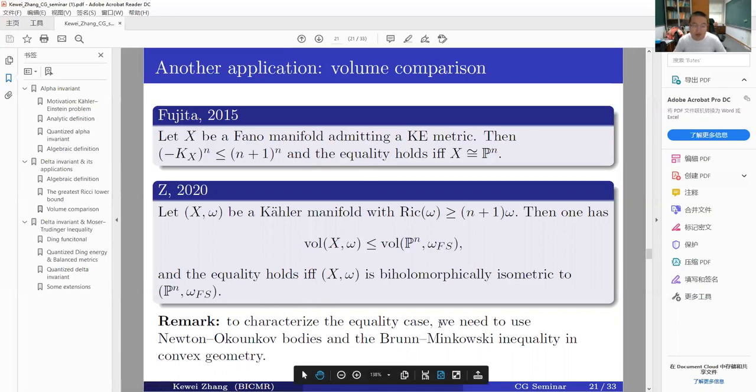So we use the theory of Newton-Okounkov bodies, and one finds that in the equality case, this Newton-Okounkov body has to be of some special shape. It has to satisfy some Brunn-Minkowski inequality in convex geometry. Actually, in the equality case, the Brunn-Minkowski inequality becomes an equality. Then you can characterize the equality case and deduce from that your manifold is isomorphic to CPN. So, again, in the proof we use the delta invariant heavily, and this is another application of the delta invariant.